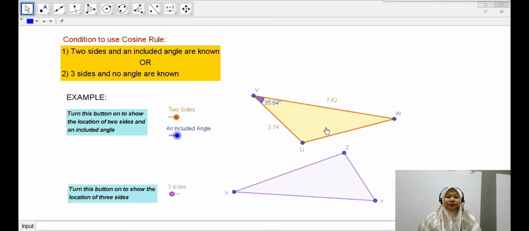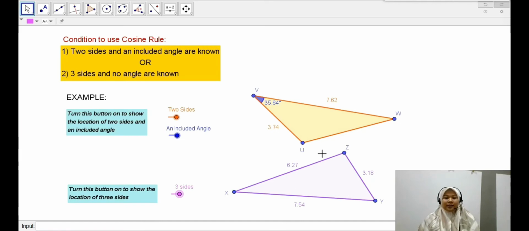Okay, so for the next diagram, we know the three sides. The lengths of all sides are given in the diagram. Okay, so in this case, we also can use the cosine rule. Usually, this case is used if we were to find the value of one of the angles at a vertex.